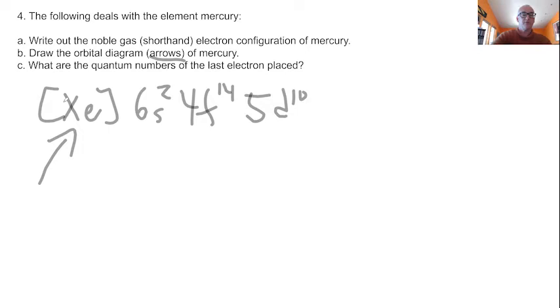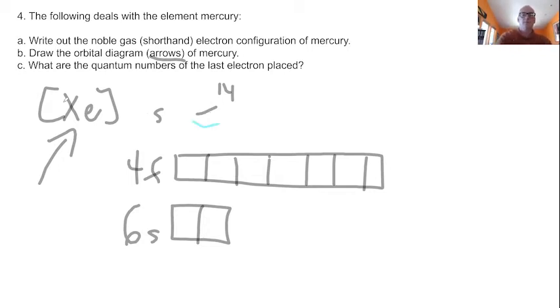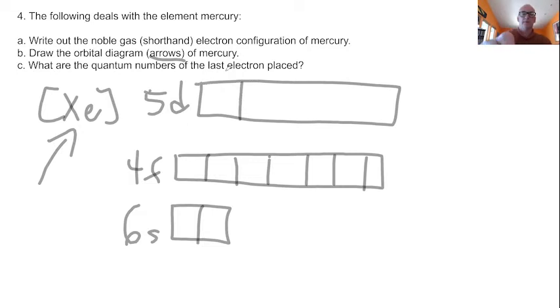So what we're going to do is draw 6s, 4f, and that has 7. So 1, 2, 3, 4, 5, 6. And then 5d10 would be on the top because it's the last one to be filled. Last one is 5d. That has 10. So 1, 2, 3, 4.